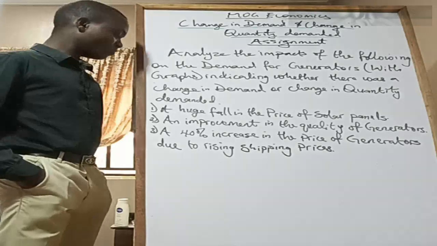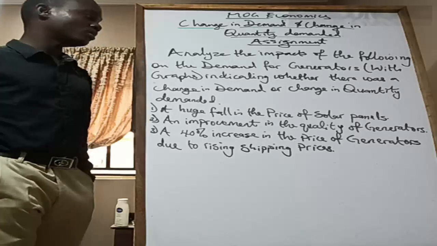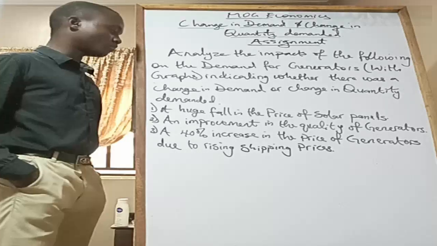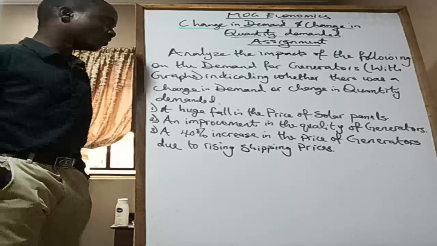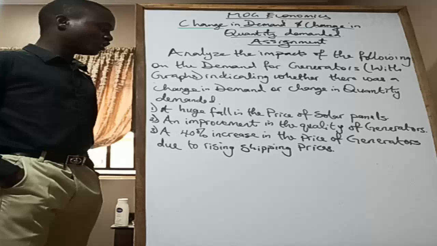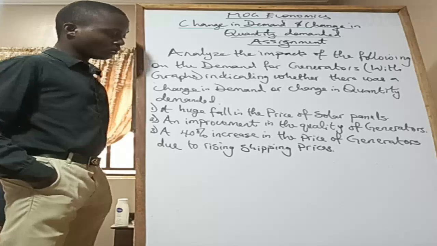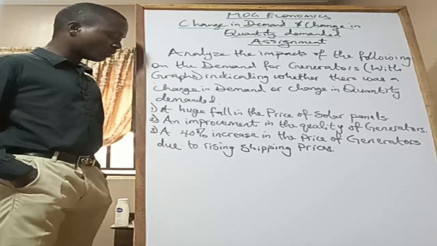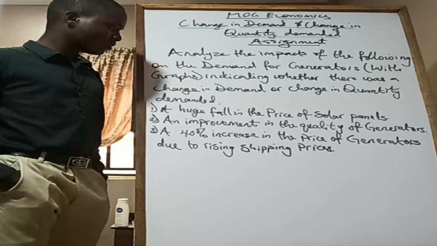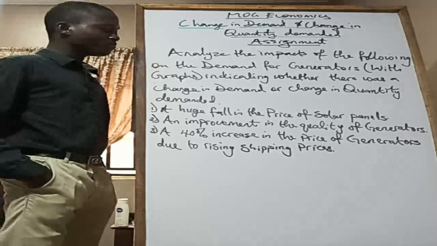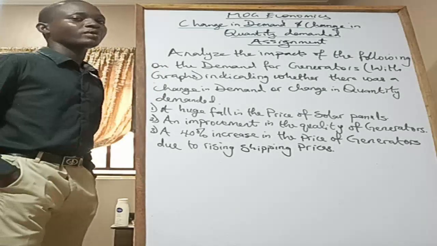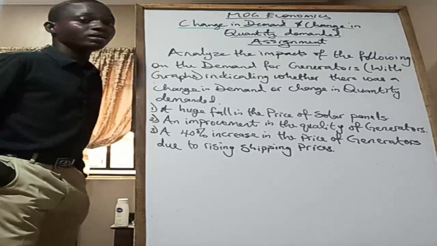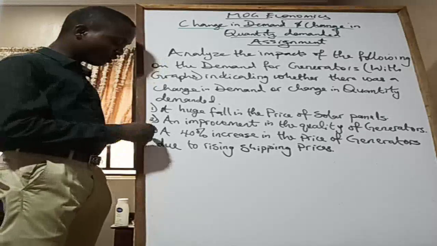Something like that. Then number two, you do the same thing: an improvement in the quality of generators. How does that affect the demand for generators or the quantity demanded of generators? Number three, a 40% increase in the price of generators due to rising shipping prices. So it is now becoming more expensive to bring in generators from abroad, to import them and then sell them in Nigeria. So how is that going to affect the demand for generators as well? I think these are pretty nice questions. I'm particularly interested in how you're going to interpret this one.